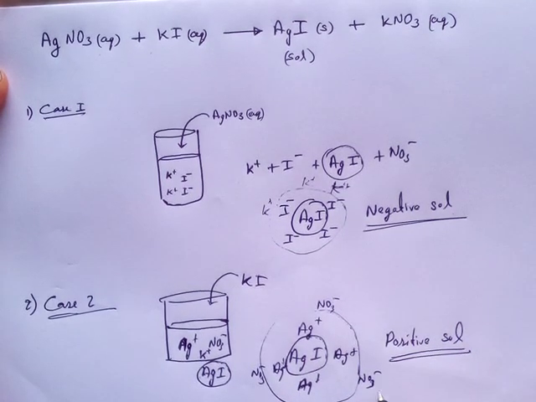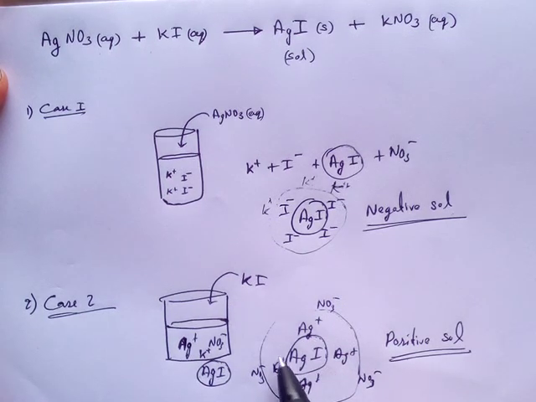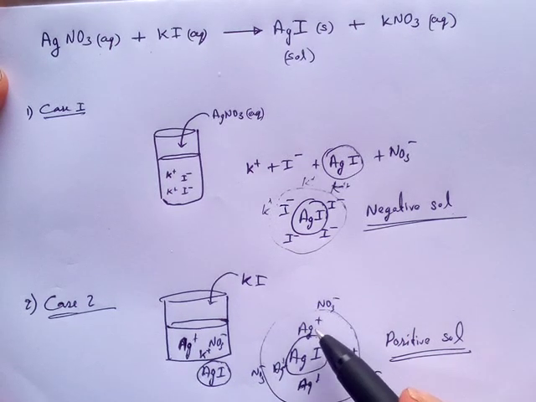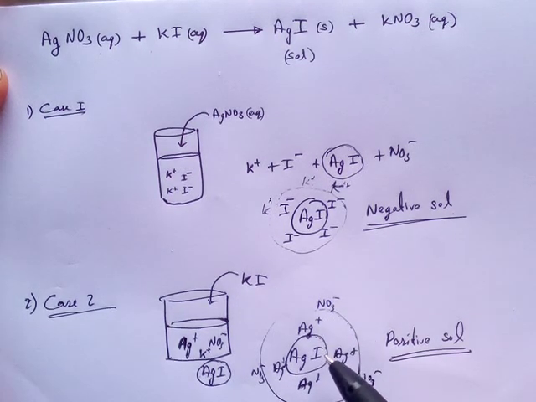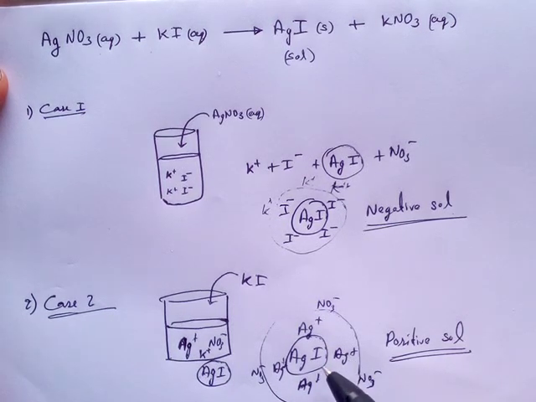Now this is mobile. It comes here and goes, it won't be fixed. But Ag plus is fixed. So this is called the primary layer and secondary layer. The primary layer is a fixed layer and the secondary layer is a mobile layer. The potential difference between the primary layer and the secondary layer is known as electrokinetic potential or zeta potential. That is the potential difference between the fixed layer and the diffuse layer, the secondary layer.